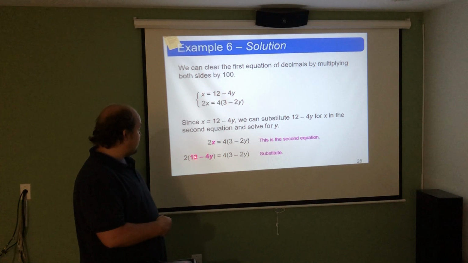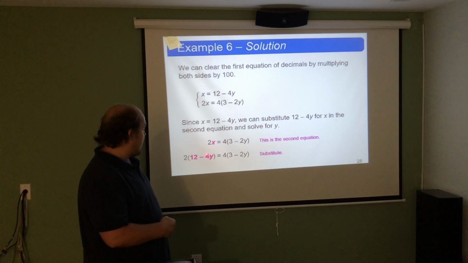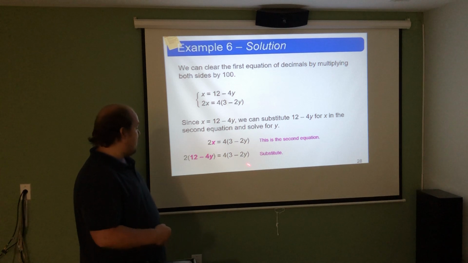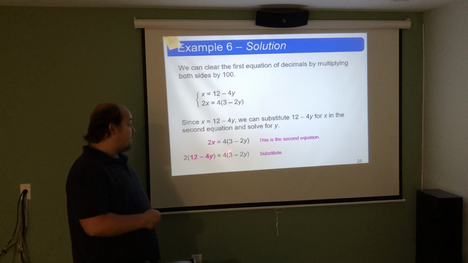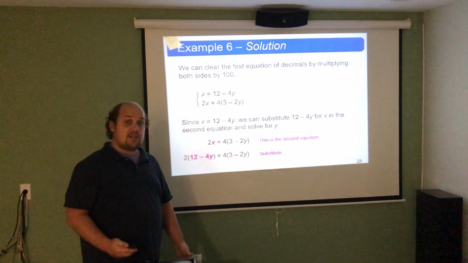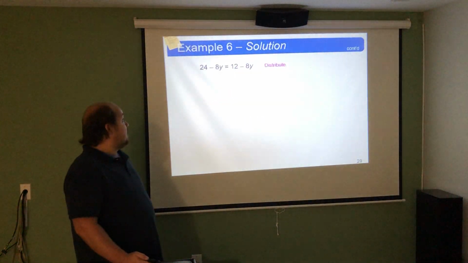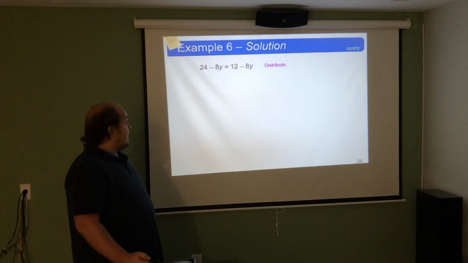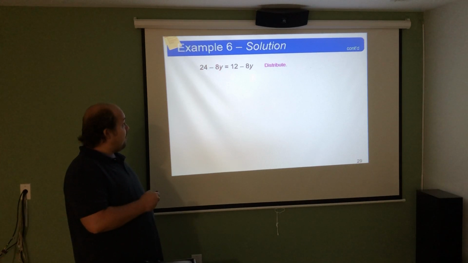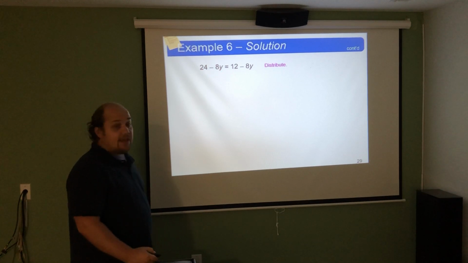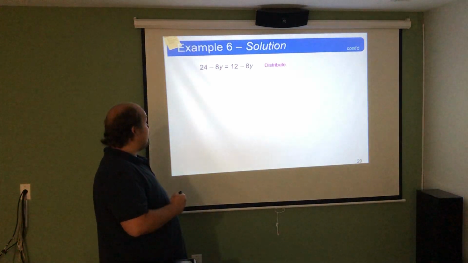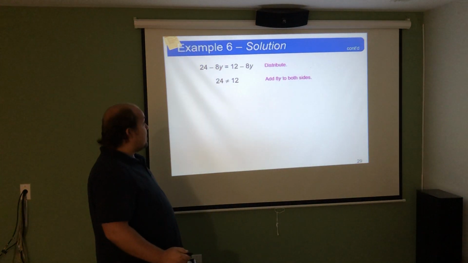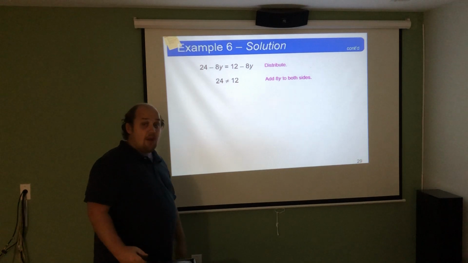Now we have 2 times 12, which gives me 24. 2 times negative 4y, which gives me negative 8y. On the other side, we have 4 times 3, which gives me 12. 4 times negative 2y, which gives me negative 8y. As you can see, if I try to move all the y's to the same side, what I'll end up doing is adding 8y to each side, which means both of them will disappear. Therefore, we're only left with numbers.